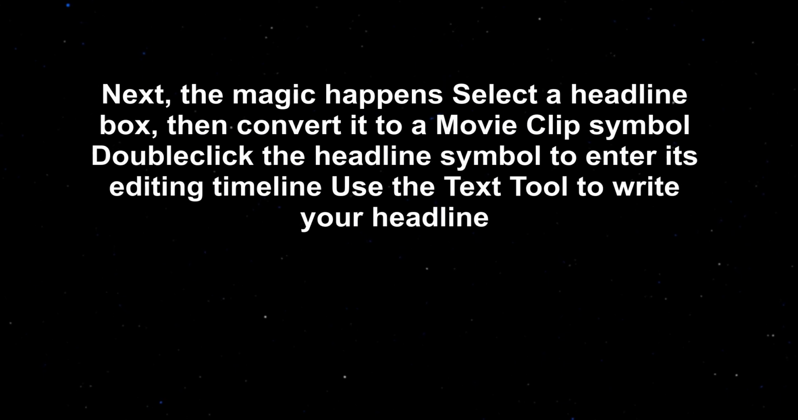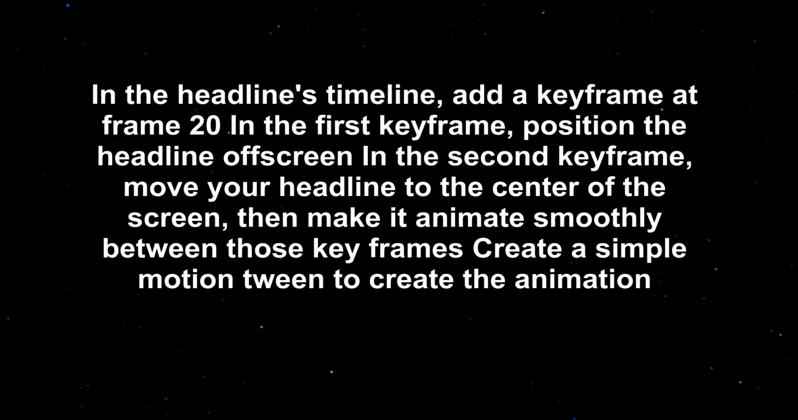Next, the magic happens. Select a headline box, then convert it to a movie clip symbol. Double-click the headline symbol to enter its editing timeline. Use the text tool to write your headline. In the headline's timeline, add a keyframe at frame 20. In the first keyframe, position the headline off screen.